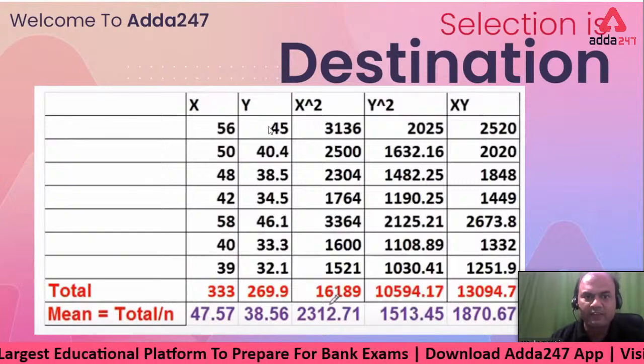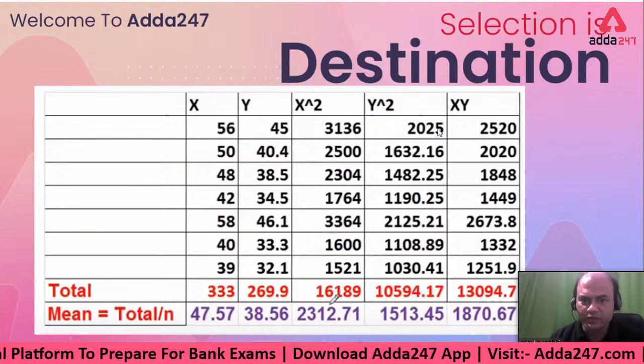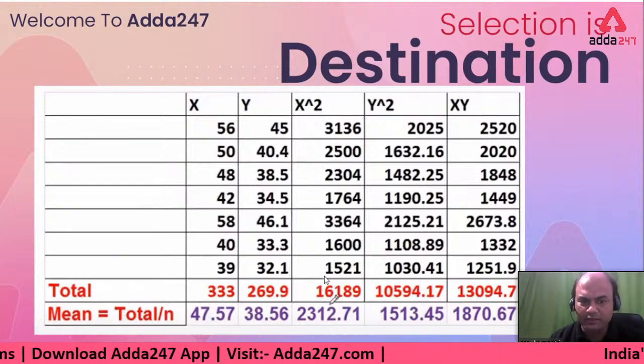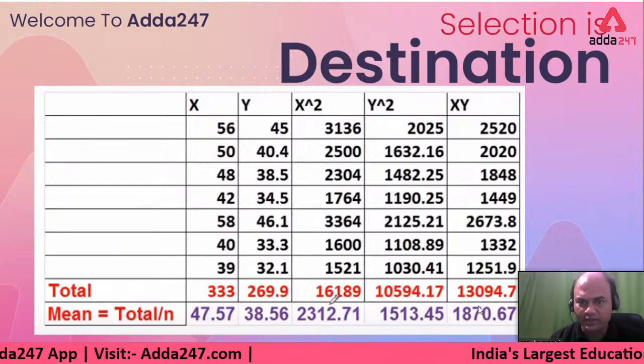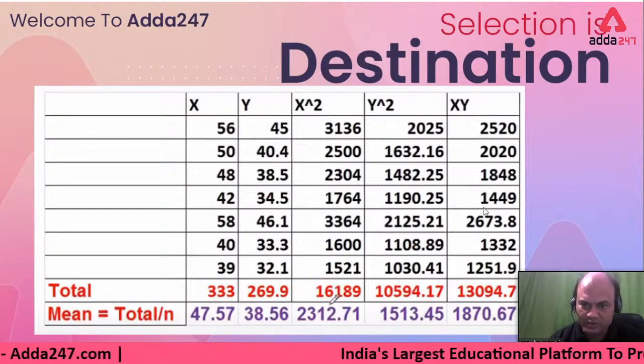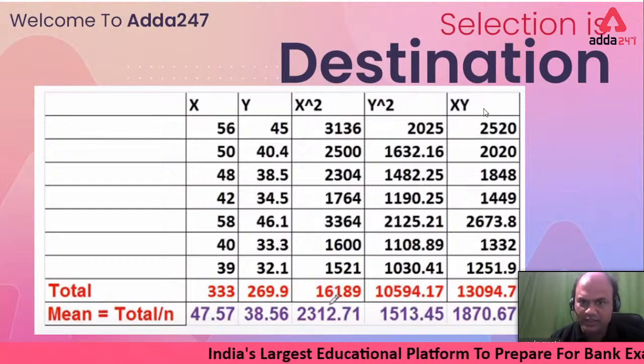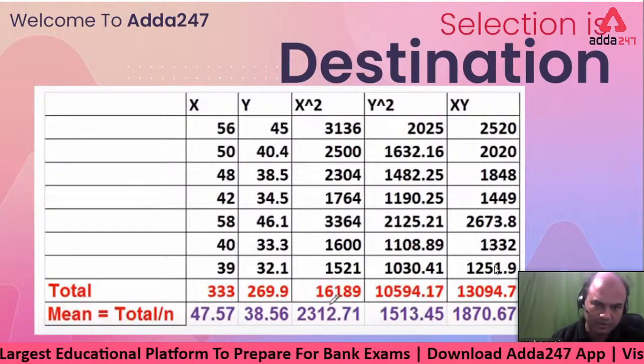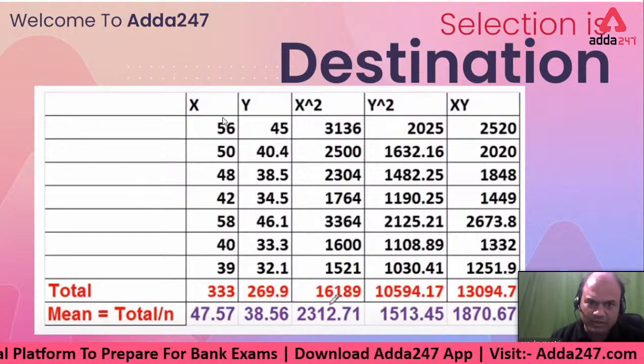Correlation is very simple. So, done: x square total, y square total, xy total, then the averages: x average, y average, x square average, y square average, and xy average also. xy means just multiply these two, get the total, and divide it by the number of elements, that is 7. In exam it will be roughly 4.